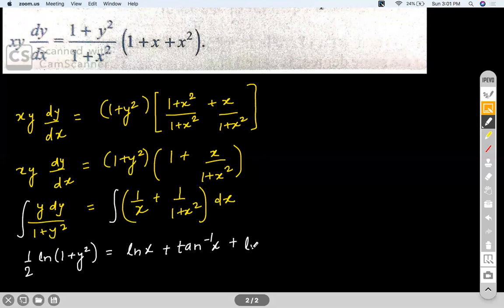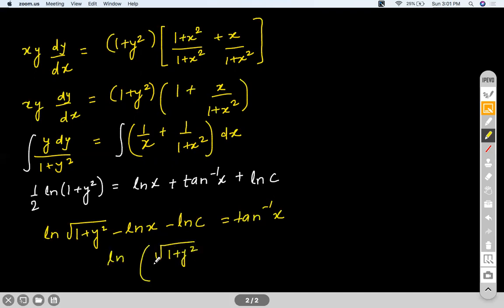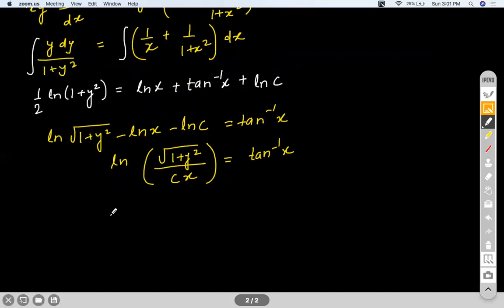Now since there are multiple ln's, you can also write your constant as ln c, just to facilitate clubbing of the ln terms. So when you do the clubbing of the ln terms, you can put a minus ln c on this side also. It doesn't matter actually, because minus ln c will also be some other constant. So you can put minus ln x minus ln c is equal to tan inverse of x. That is nothing but ln under root of (1 plus y square) by cx is equal to tan inverse x. Finally, simplifying this result, it becomes 1 plus y square is equal to e to the power tan inverse x times cx. So this becomes your answer.